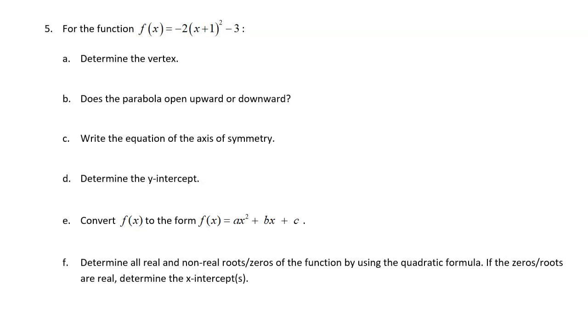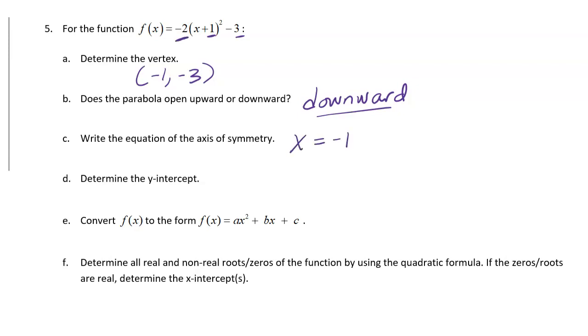It says determine the vertex. So the vertex is going to come from the h and the k, and I need to use a -1 for my h and a -3 for the k. It says, does the parabola open upward or downward? It's going to be downward because the a value is negative. Write the equation of the axis of symmetry. That's going to be x equals -1 because you use the x value of the vertex. Determine the y-intercept, plug in a 0, and simplify, and you get -5. So my y-intercept is the point 0, -5.